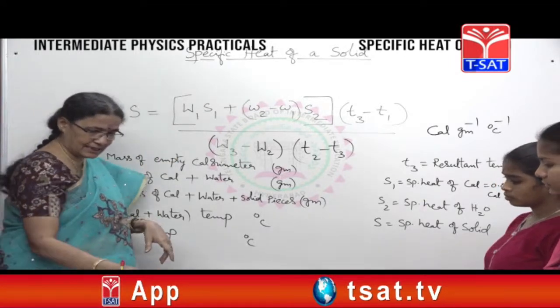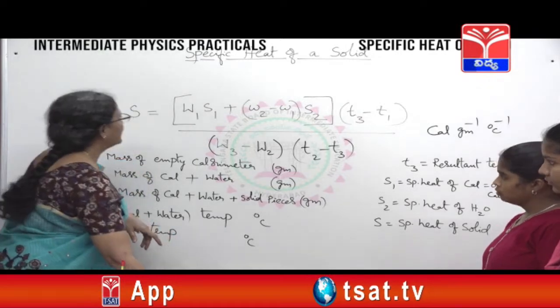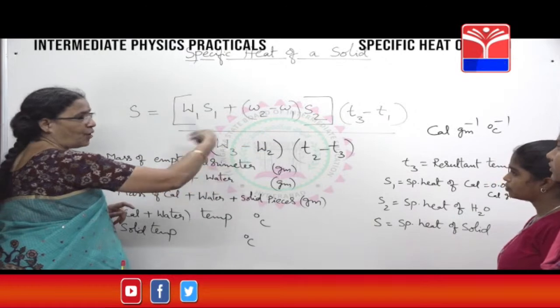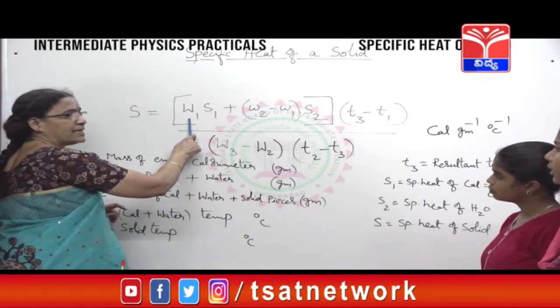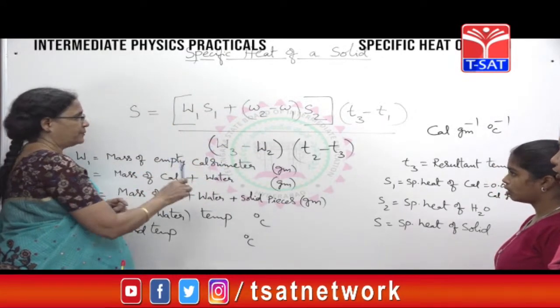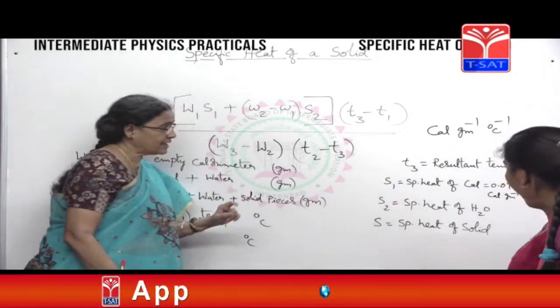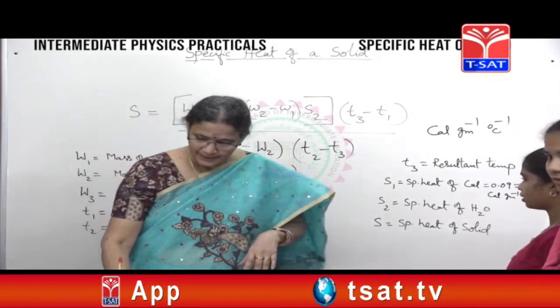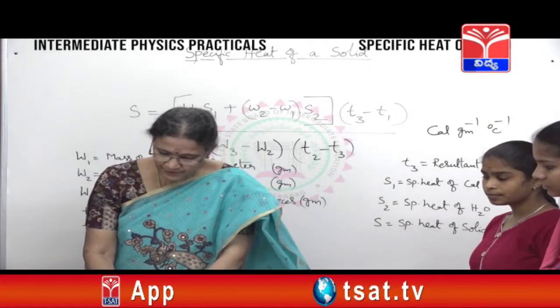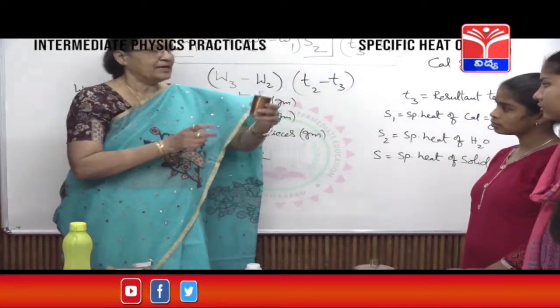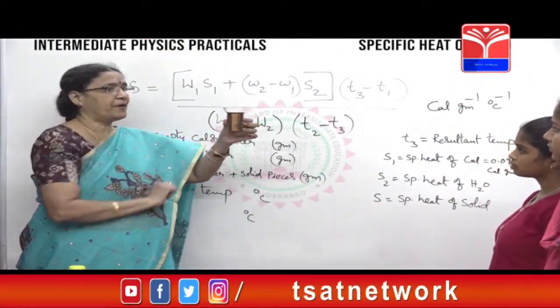Now, let us say in this particular one, what is W1? Let us see whether you know all these or not. W1 is mass of empty calorimeter. And what is S1? I have written S1 is specific heat of calorimeter. This calorimeter, now you can take, because you have taken the mass also, is made up of copper.